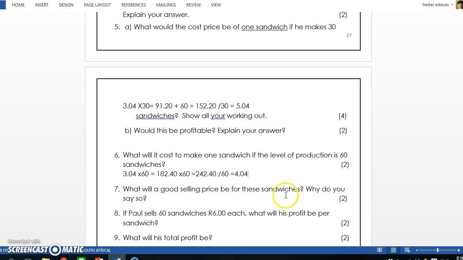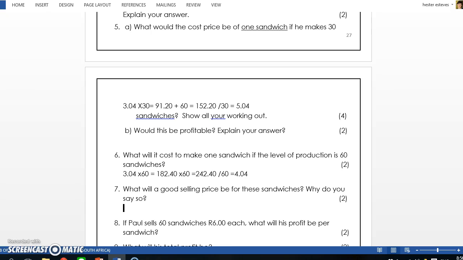Right. What would be a good selling price for these sandwiches, and why do you say so? Well, I suppose you could write anything. You just really want to sell your sandwiches, and it's always easy to work with a round figure. So if you sell your sandwiches for 5 Rand, what profit are you making? 96 cents profit. Okay, and people will buy it for 5 Rand, I would imagine, if it's a good sandwich.